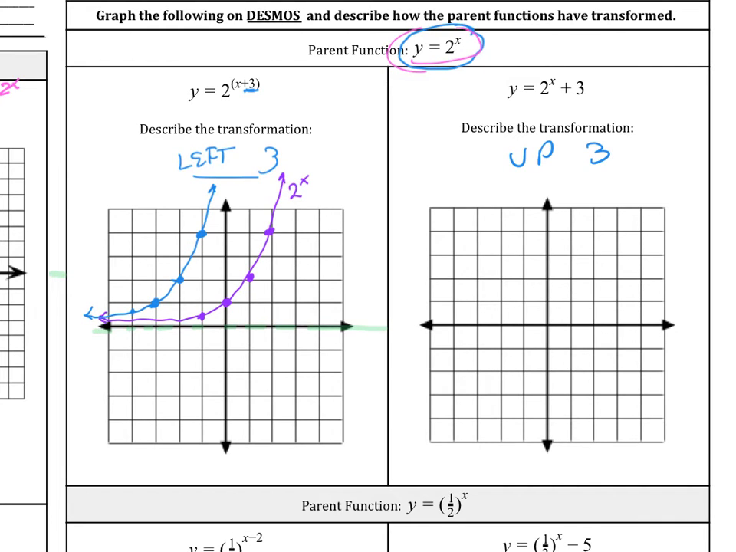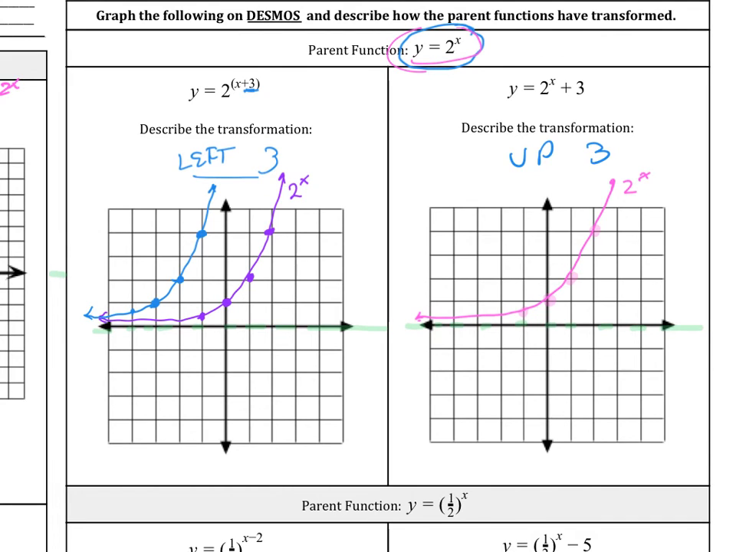So let's graph our parent first of all. So the parent graph with the asymptote is here. And we know that the parent will be at 0, 1, and then at 1 we're at 2, at 2 we're at 4, and then we're at a half down here. So here is 2 to the x, the parent function, and we're going to transform it up 3. We move everything. So even thinking about the asymptote here, so that's going to move. If we move up 3, yes, that does change.